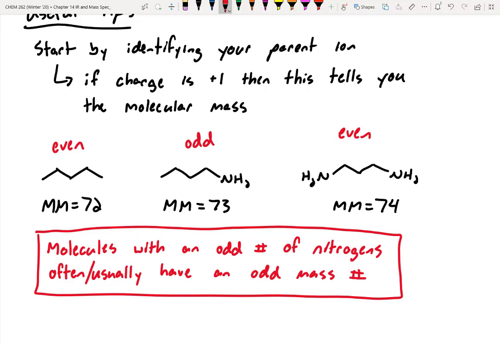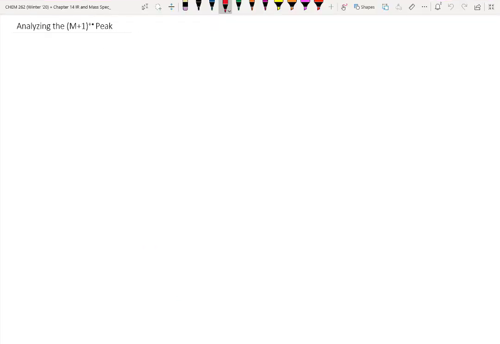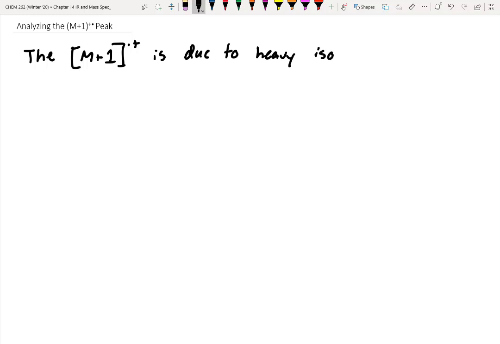All right, so now let's jump into the next part. It's kind of fun. Analyzing that M+1 peak. What was the M+1 peak for again? Isotopes, right? So it's due to a heavy isotope, specifically an isotope that has one extra neutron. It's usually not super abundant, but there's a probability that we have them.